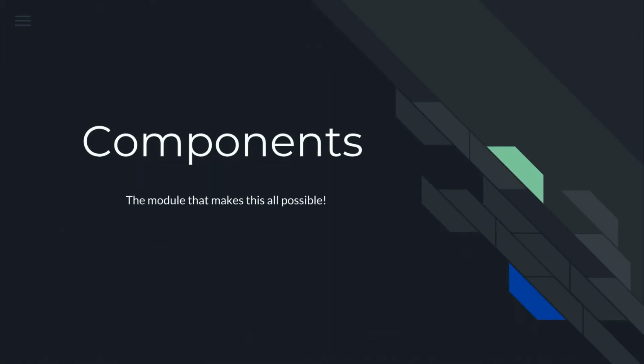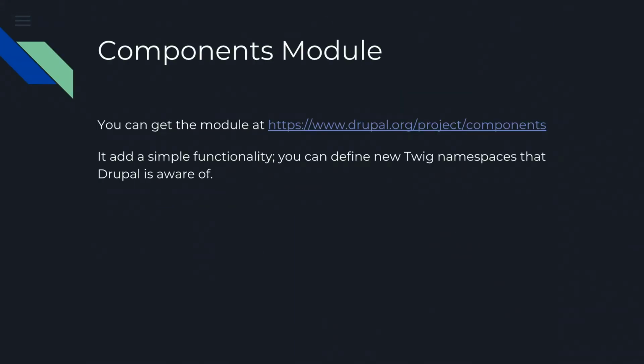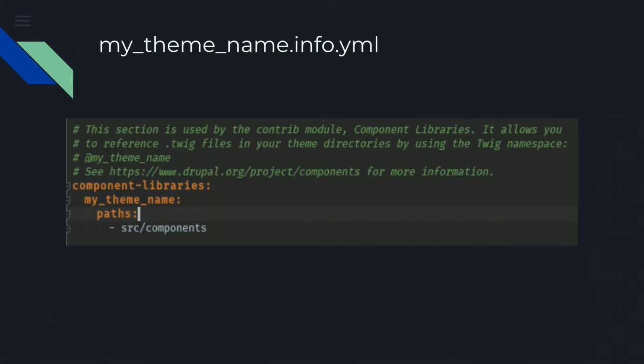So the module is called components, and it's on Drupal.org. It's actually called component library, but it's Drupal.org/project/components. So there's the URL for it, and it really just does one thing. If you look at the module, it is about as simple as it gets. It just registers a hook in the theme. I can't remember the right term for it. When Drupal actually picks up all the themes and it picks up Twig namespaces, it'll let you define new Twig namespaces in an info.yaml file. That's all it does.